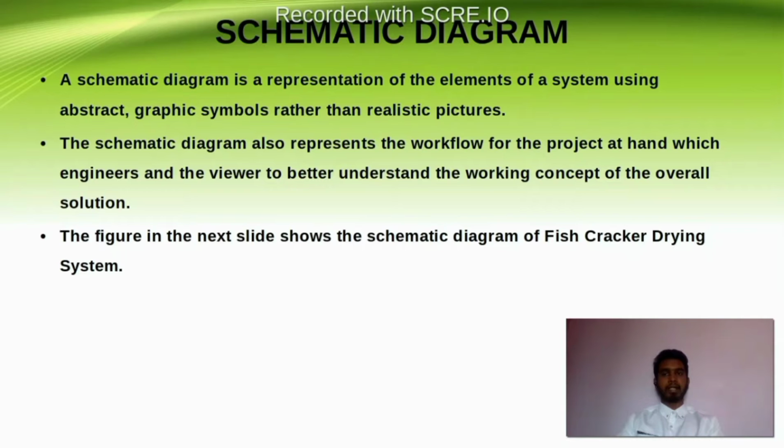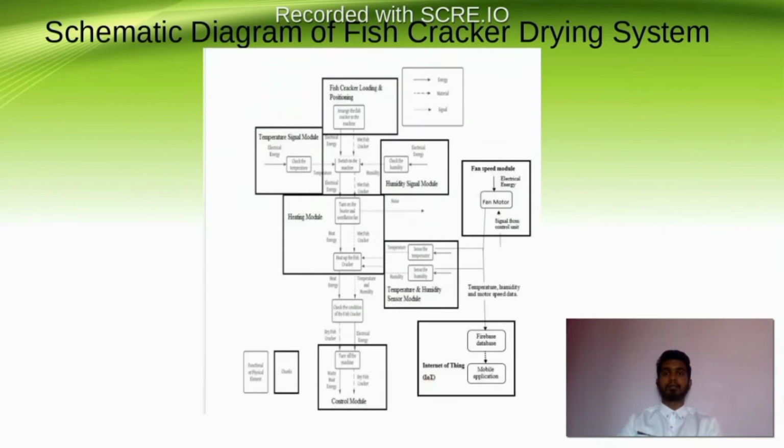So what is a schematic diagram? A schematic diagram is a representation of the elements of a system using abstract graphic symbols rather than realistic pictures. The schematic diagrams also represent the workflow for the project at hand, which helps the engineer and the viewer to better understand the working concepts of the overall solution. The figure in the next slide shows the schematic diagram of the fish cracker drying system.